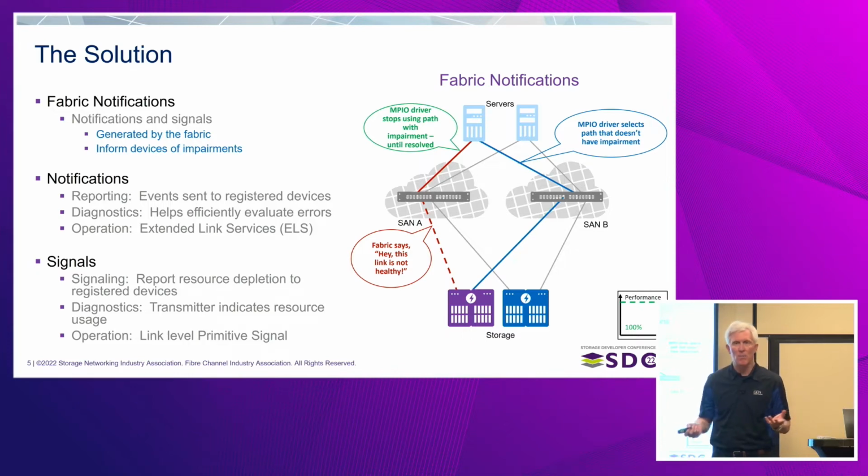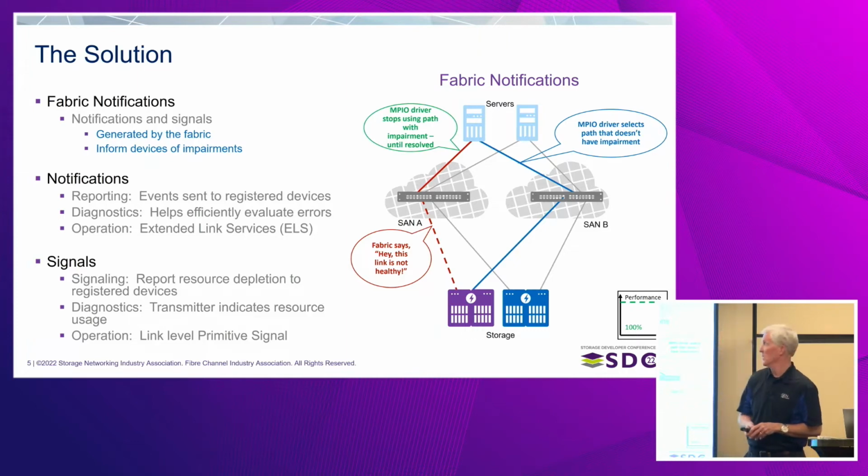The other thing that we're seeing is that the tools, the switches, the HBAs, the storage devices, they've all gotten a lot better about detecting issues. The thing that we haven't really gotten good about is telling each other that we've detected issues. And that's where fabric notifications comes in.